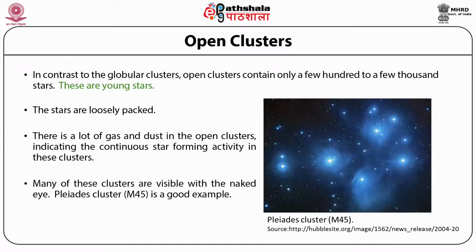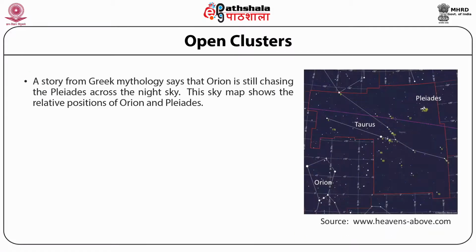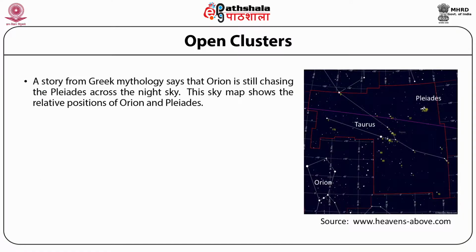Pleiades cluster M45 is a good example. The image shown here is the image of the Pleiades cluster M45. A story from Greek mythology says that Orion is still chasing the Pleiades across the night sky. This sky map shows the relative positions of Orion and the Pleiades.